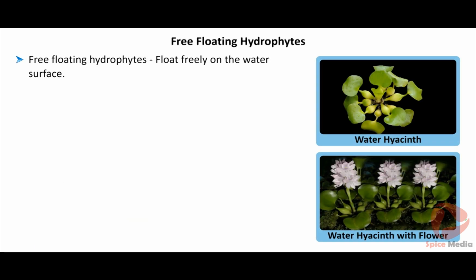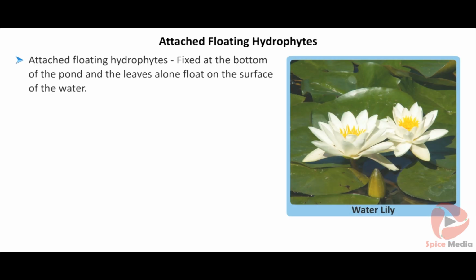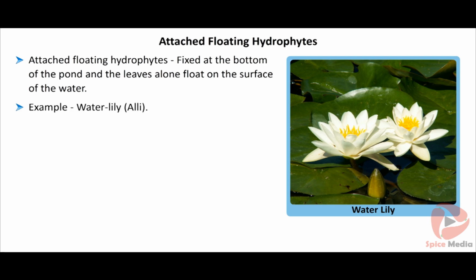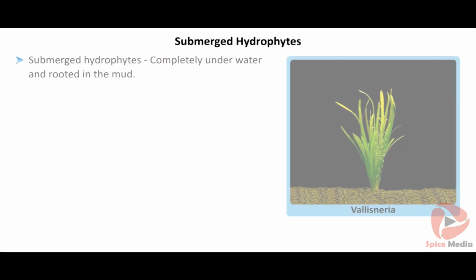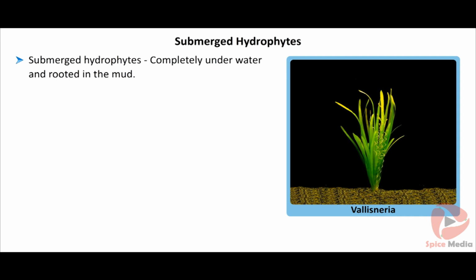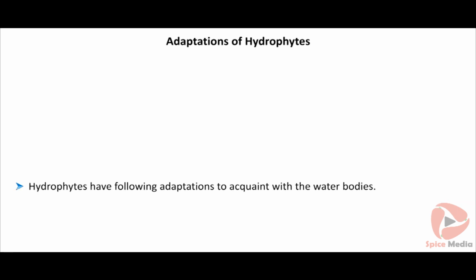Plants which float freely on the water surface are called free-floating hydrophytes. Example, water hyacinth. Plants which are fixed at the bottom of the pond and whose leaves float on the surface of the water are generally called attached floating hydrophytes. Example, water lily, alli. Plants which are completely submerged, that is underwater and rooted in the mud, are called submerged hydrophytes. Example, Vallisneria.